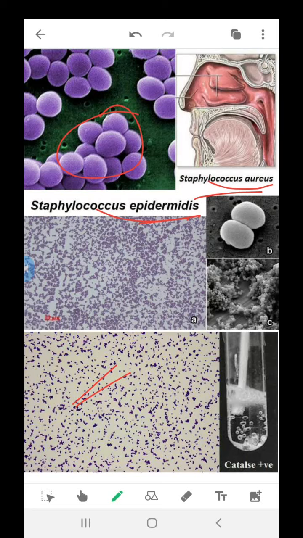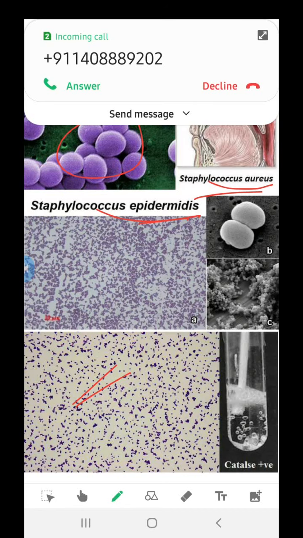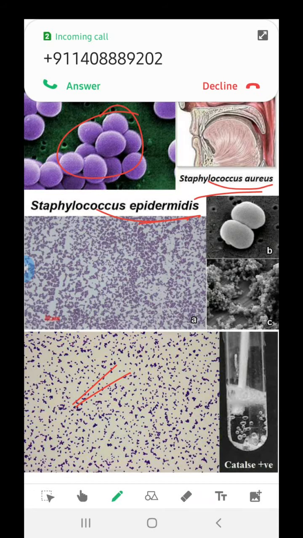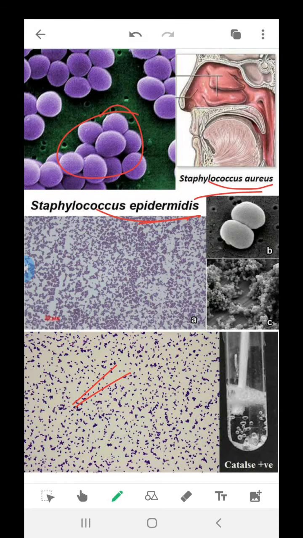Now, pathogenesis. Staphylococcus causes disease either as a result of mechanical breach in skin or mucosal barriers, or by the elaboration of toxin.